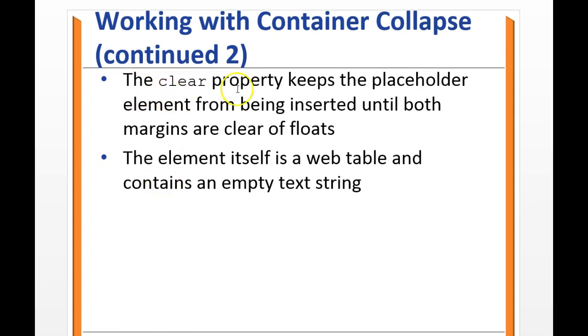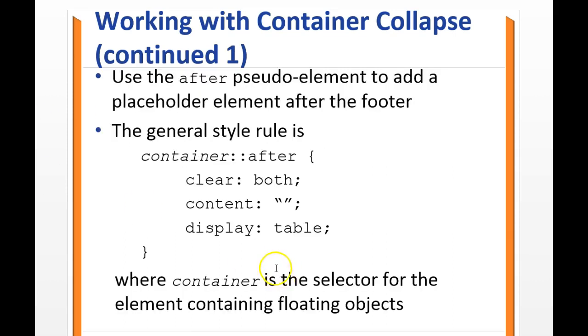As we said, the clear property keeps the placeholder element from being inserted until both margins are clear of the float, and the element itself is a table and contains an empty text string. That's why we have it displayed as a table, and it contains an empty text string.